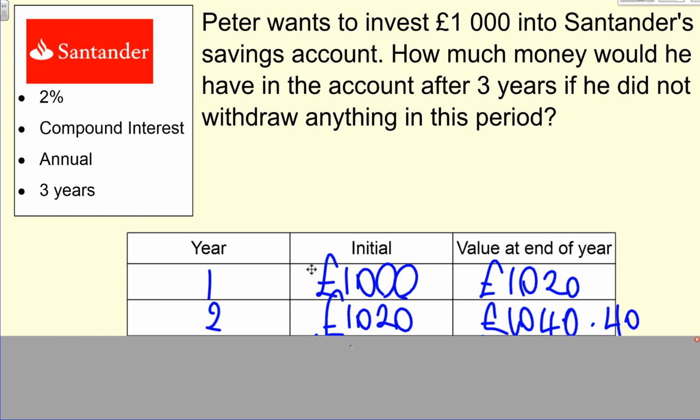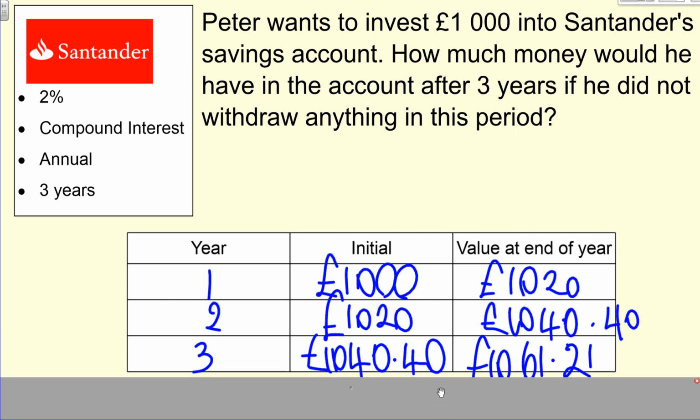It won't be 2% of £1,000. It'll be 2% of £1,020, which is actually £20 and 40 pence. So it is slightly different there. Okay, and that means at the end of the year we're adding on £20 and 40 pence, so it is a tiny little bit more that we're adding on, and that means that at the end of the second year Peter will have £1,040 and 40 pence in the account.